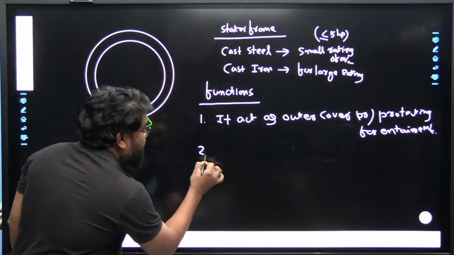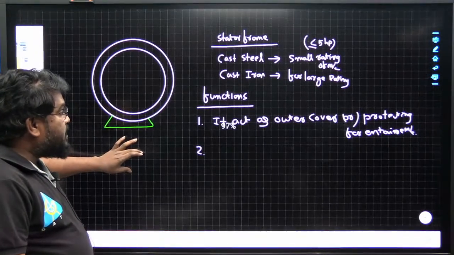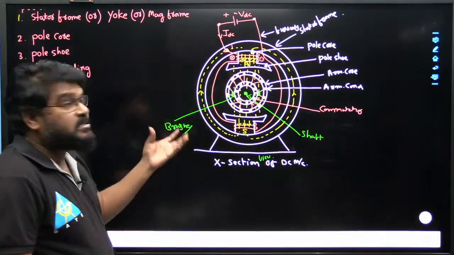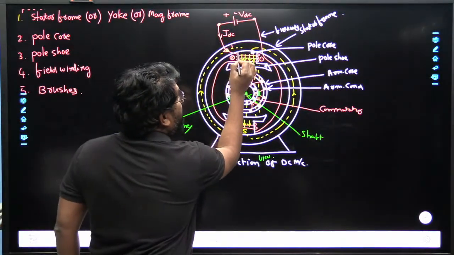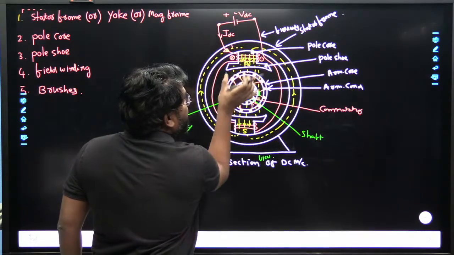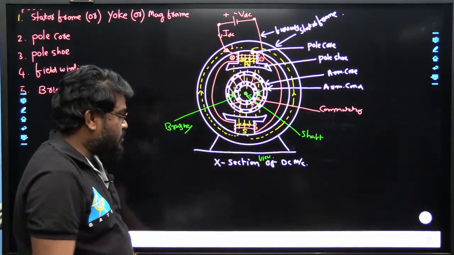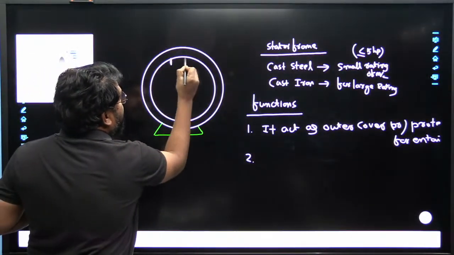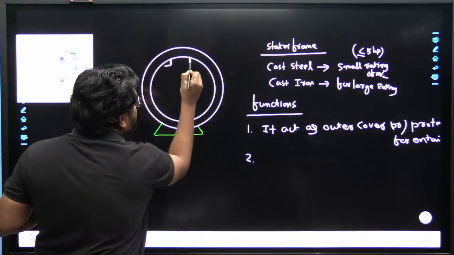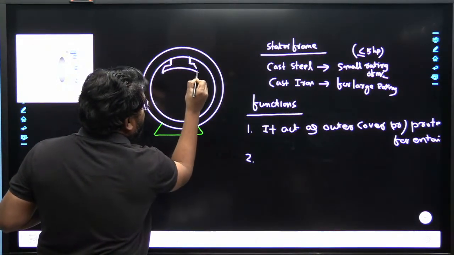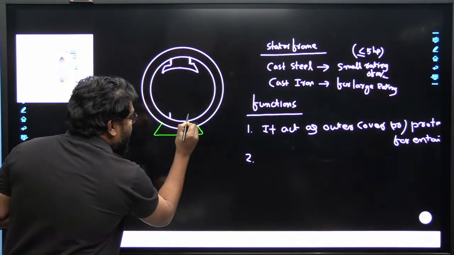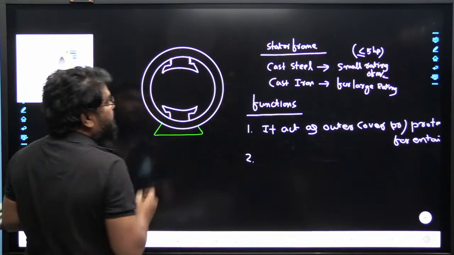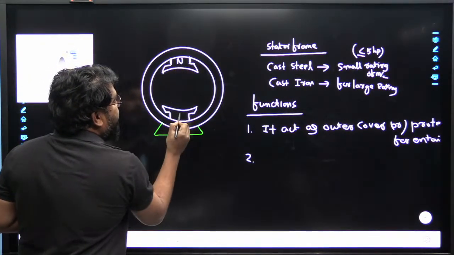And the second one is that it provides mechanical strength to the field poles. So what is the mechanical strength to the field poles? Suppose these are the field poles. The field poles are fixed to the stator frame. In this diagram we have the field poles, suppose this is the north pole. These field poles are riveted to the stator frame. Suppose here also another pole, and so on. Let us assume this is the north pole and the south pole is there.